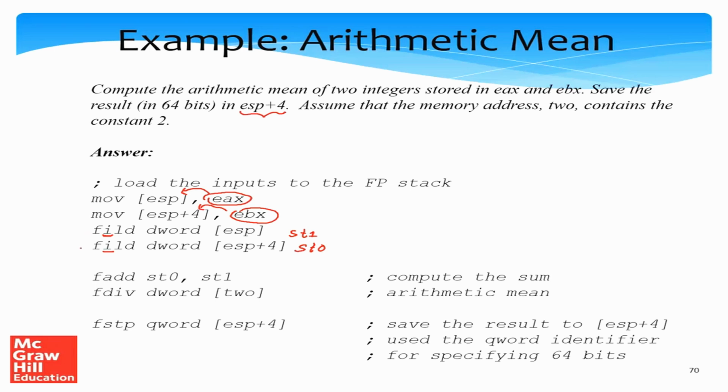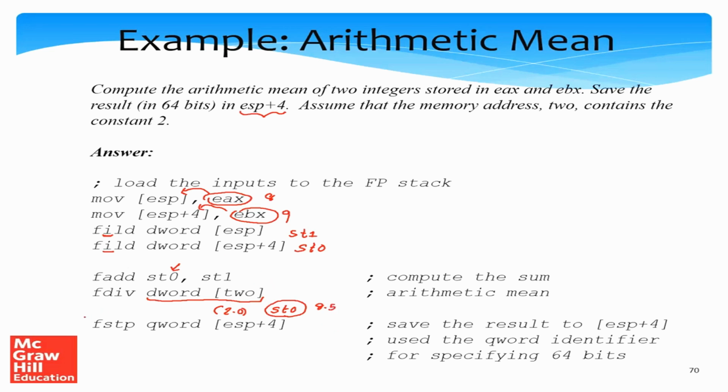Alright, let's go ahead. Let's compute the sum of ST0 and ST1, and so the result will get saved in ST0. And let us divide the contents of ST0 by whatever is stored in the memory location 2. So what is stored there? What is stored there is 2.0. So let us divide it, and the final result is there in ST0. So basically, let's consider an example. If EAX contains 8 and EBX contains 9, the arithmetic mean of 8 and 9 is 8.5. So 8.5 is stored in ST0.